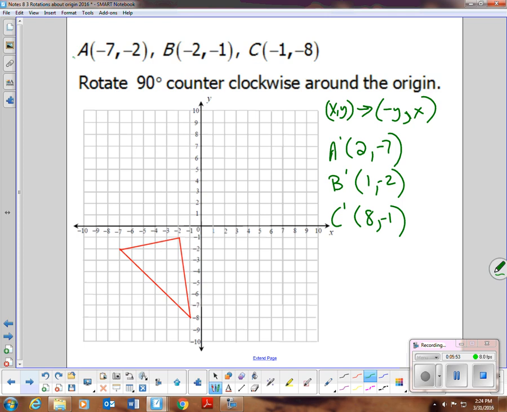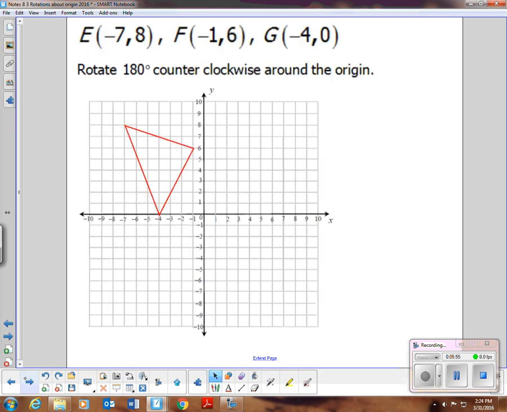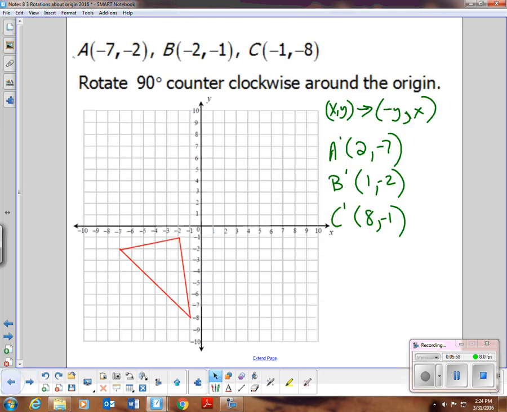And so therefore, if I graph these points, this is what I get. I get 2 comma negative 7. So there's point A prime. I get 1 comma negative 2. That's B prime. And then I get 8 comma negative 1.